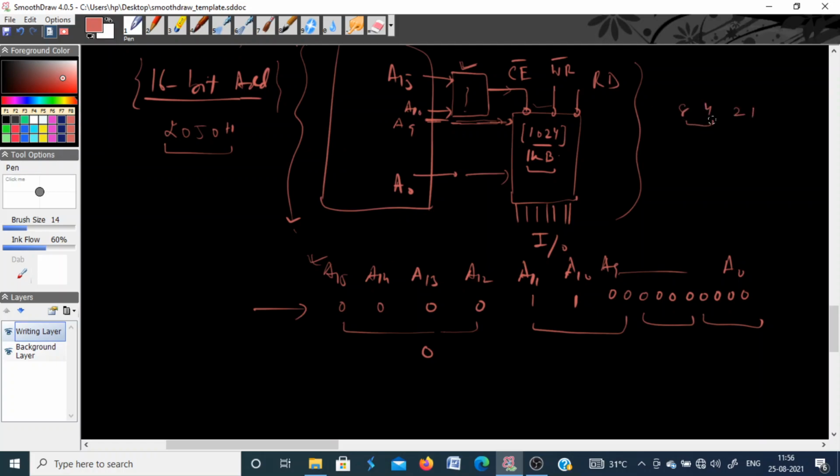This will become 12, and 12 in hexadecimal is what? A, B, C, D. A is 10, B is 11, C is 12. So it is 0C00, and the ending address will be 0CFF.